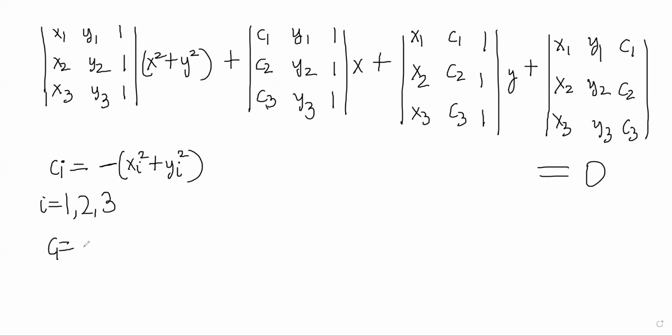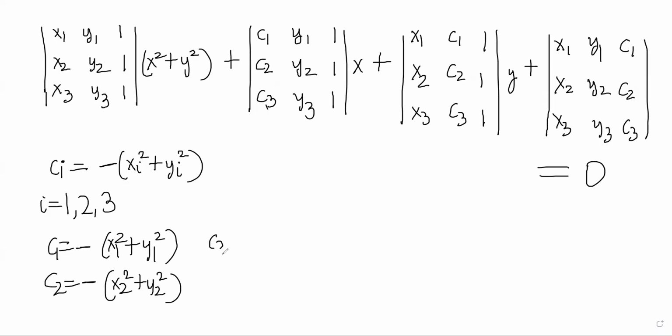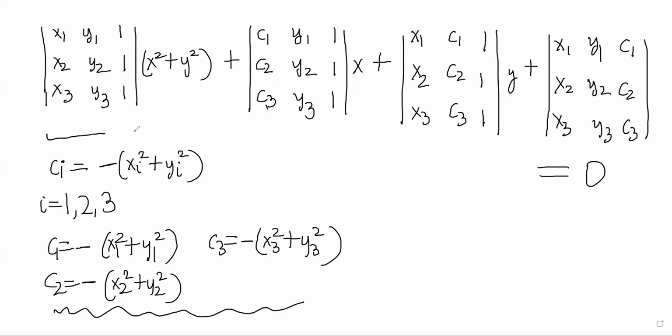So C1 will be minus of x1 square plus y1 square. C2 will be minus of x2 square plus y2 square. And C3 will be minus of x3 square plus y3 square. Right? So these are the constants C1, C2, C3. And this equation gives us the direct answer in case you have 3 points lying on a circle. Okay. We just have multiple determinants here.